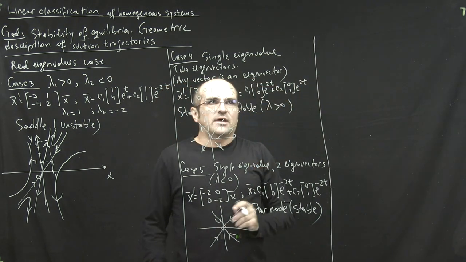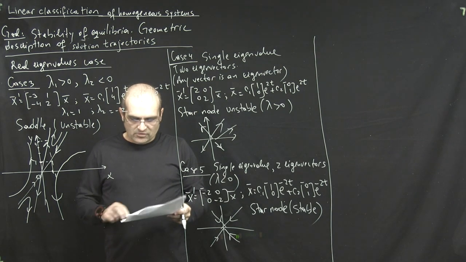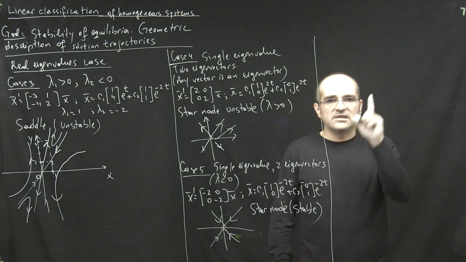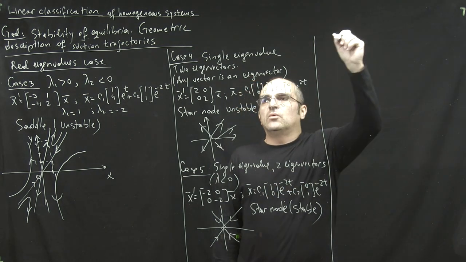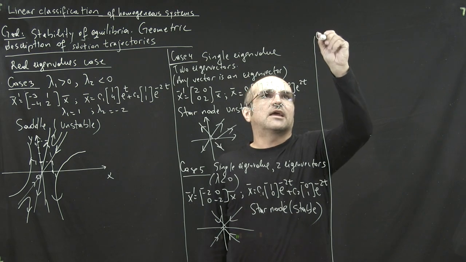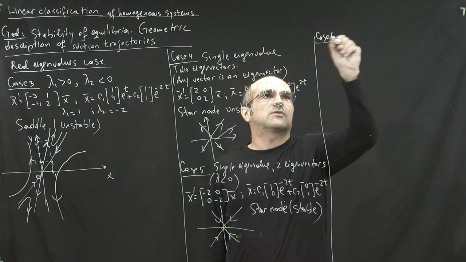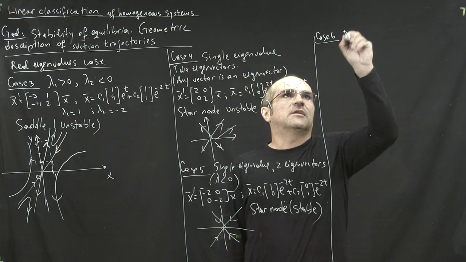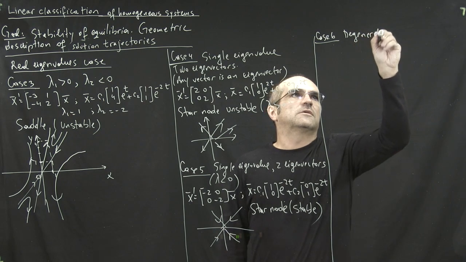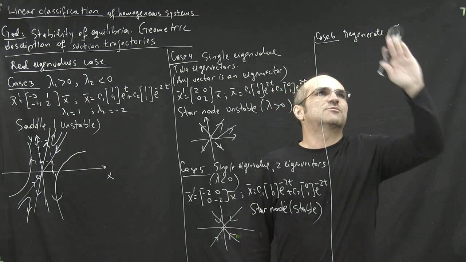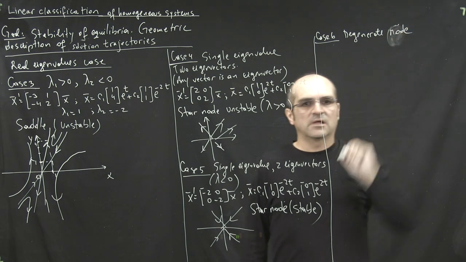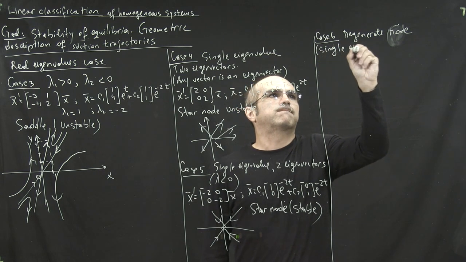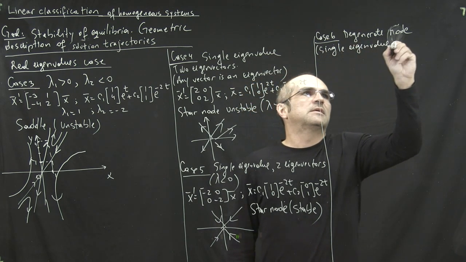Let's move on now with what we call later the case of a degenerate node. That is when you have a single eigenvalue like here, but a single eigenvector. So let's say case 6. This is the so-called degenerate node, which means single eigenvalue, single eigenvector.